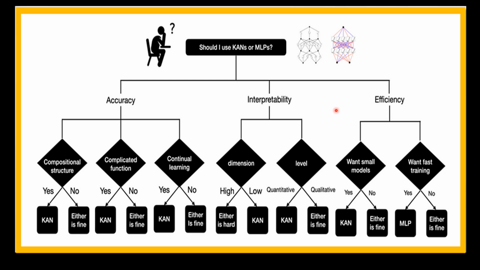Then combining KAN and multi-layer perceptron. A hybrid approach combining elements of KAN and multi-layer perceptron could potentially offer the best of both worlds. By leveraging the strengths of both approaches, such as KAN's interpretability and MLP's efficient batch processing, it may be possible to achieve higher performance and better interpretability overall.